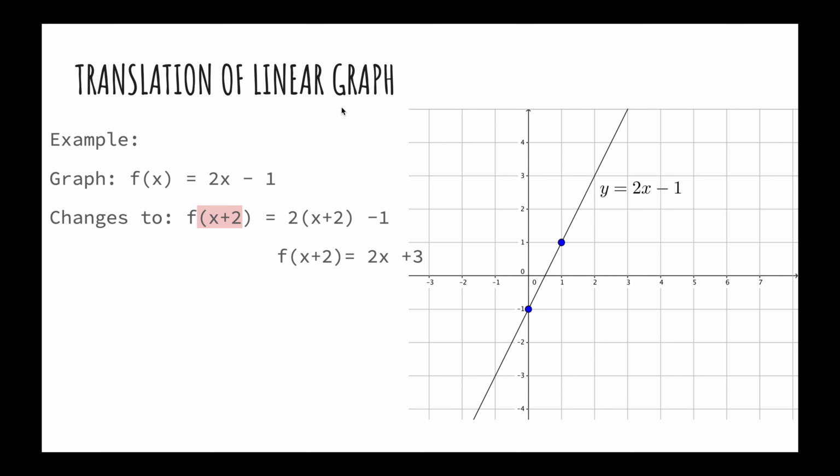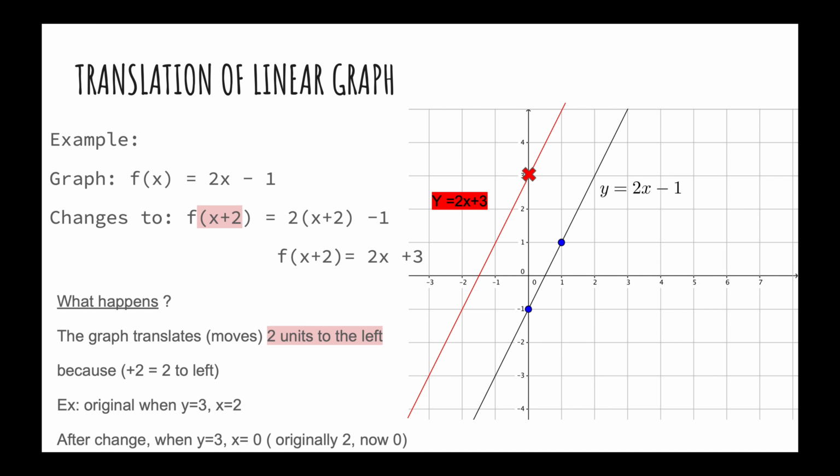Next we have the translation of linear graphs. So example number 1 is the original equation f(x) equals 2x minus 1. This is what the graph line looks like, and it changes to f(x+2). So when this happens, it means all the x in the equation will be added with the 2. When we expand it, we get 2(x+2) minus 1, so f(x+2) equals 2x plus 3. From 2x minus 1, it becomes 2x plus 3. This is the new line of graph for f(x) equals 2x plus 3.